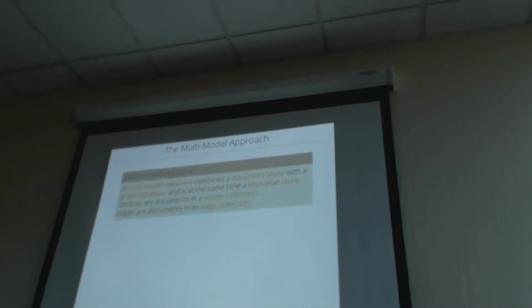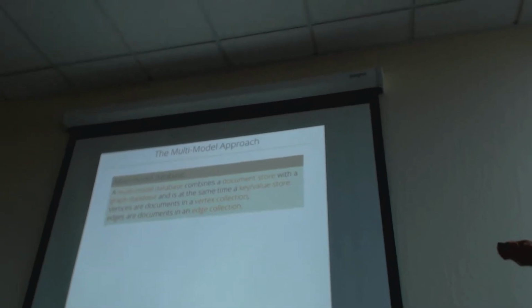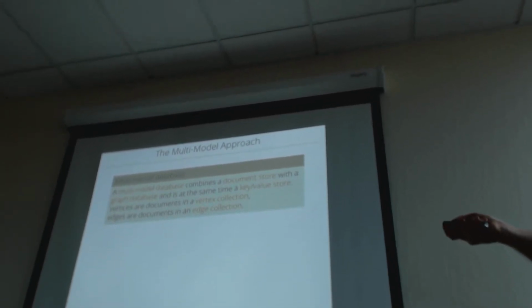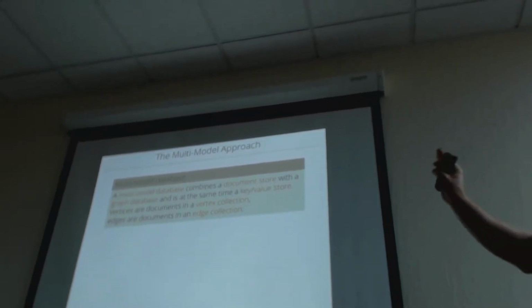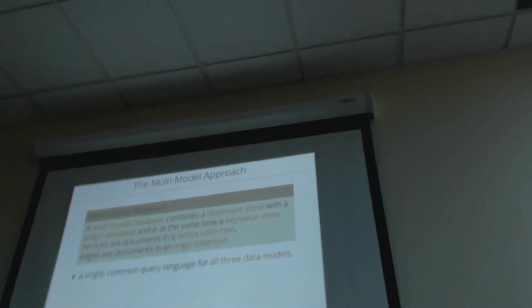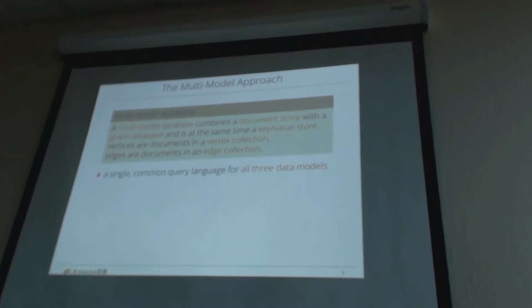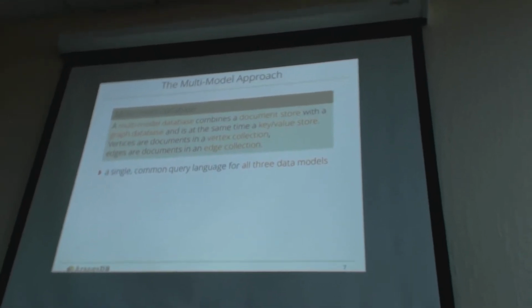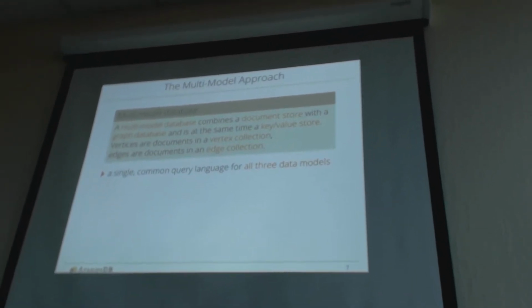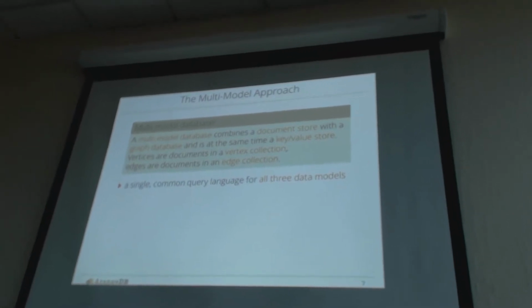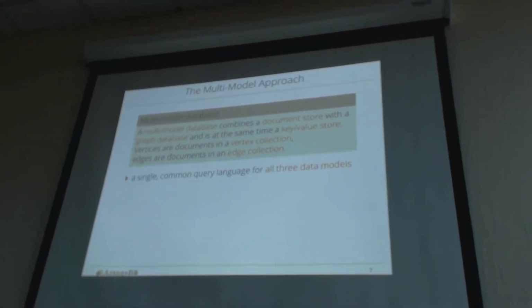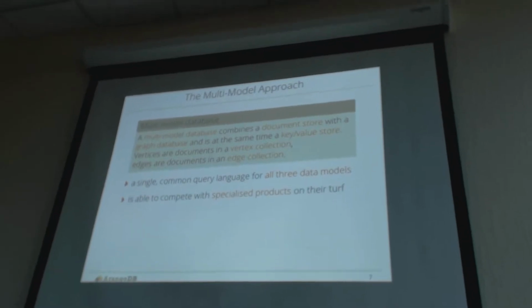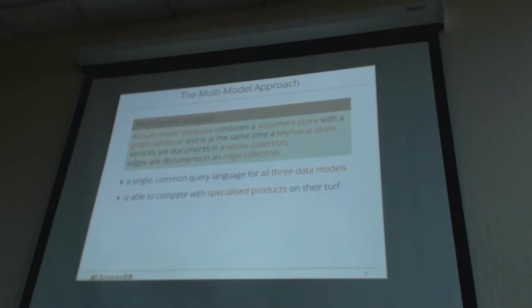And coming back to your question, in this case, we would store the vertices as documents in a vertex collection and the edges as documents in an edge collection. But as I told you, storing graphs is easy. The crucial thing, and that actually belongs to the definition of a multi-model database, is that you have a single query language to be able to conveniently ask questions about all these three data models. And if possible, you want to even be able to mix the different data models in a single query.